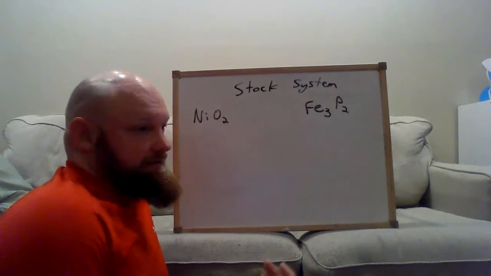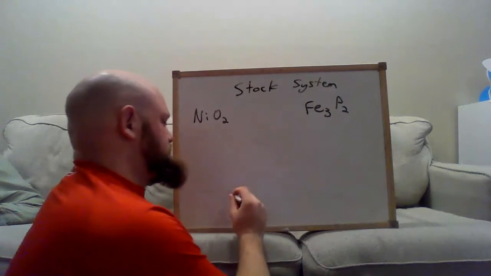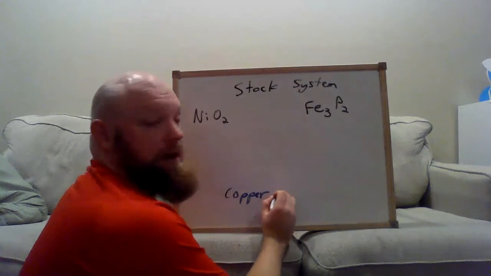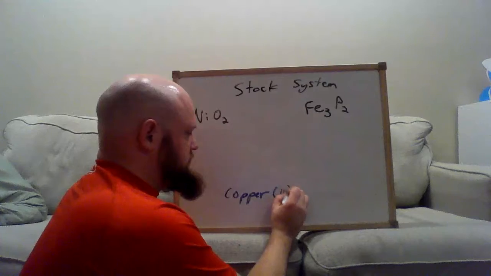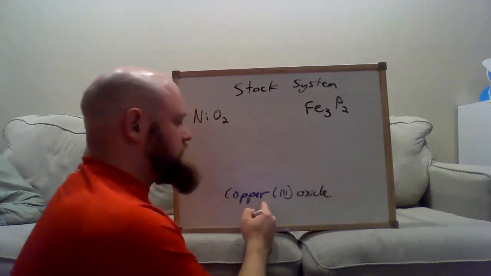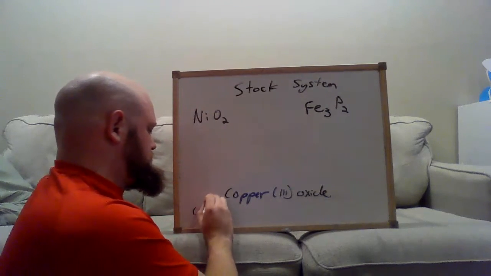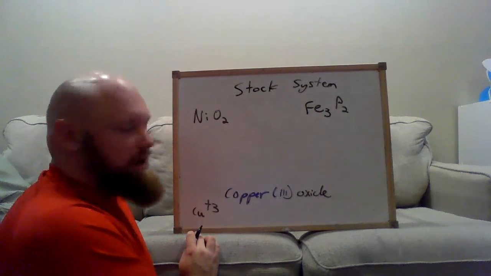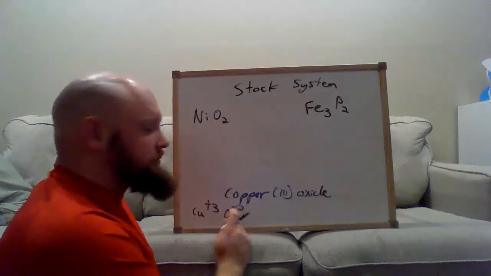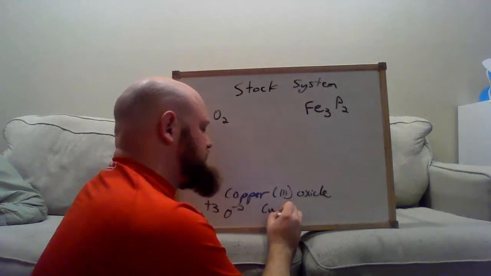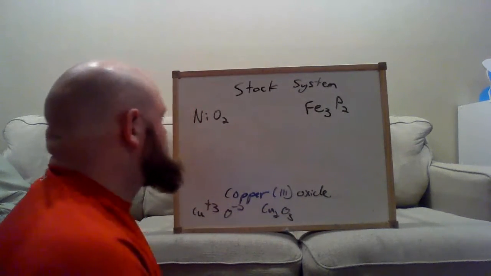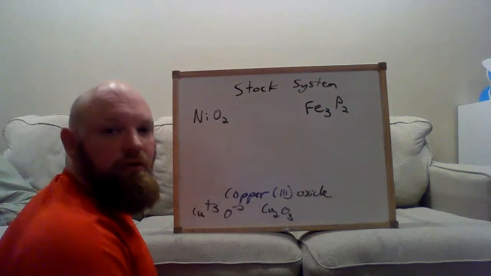So if you have copper 3 oxide, copper is plus 3, okay? Oxygen is minus 2. You switch just your numbers and you would end up with Cu2O3. If you can reduce, you reduce. You can't here.